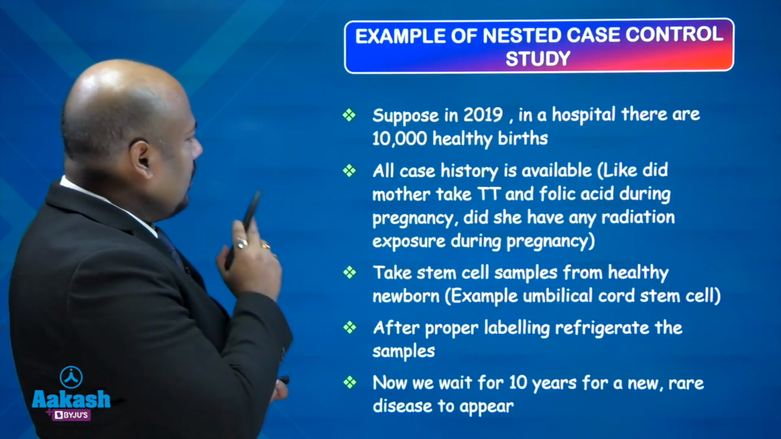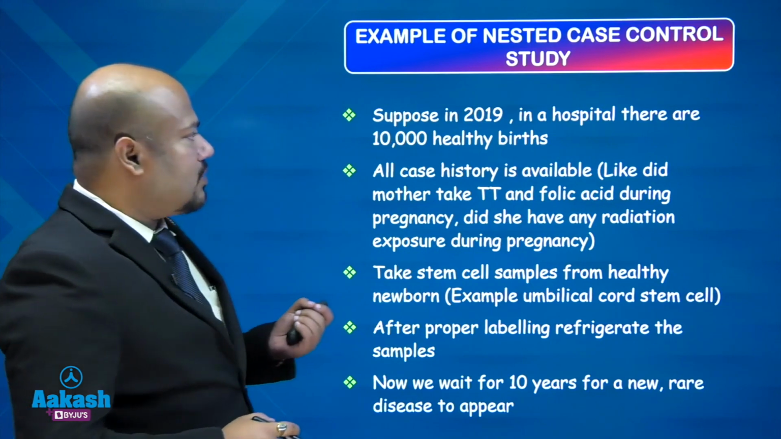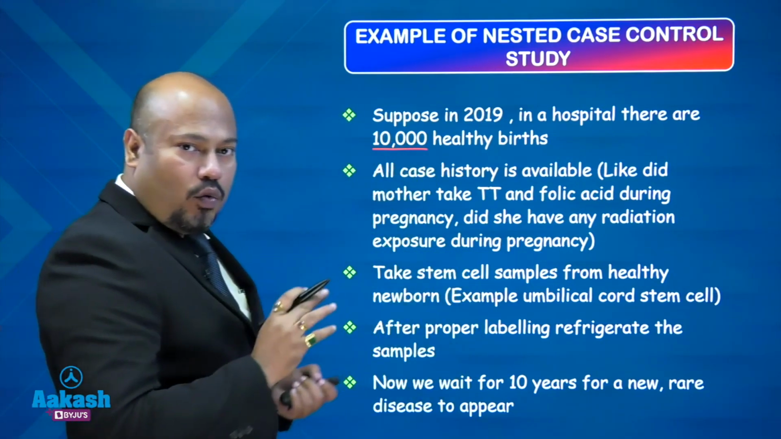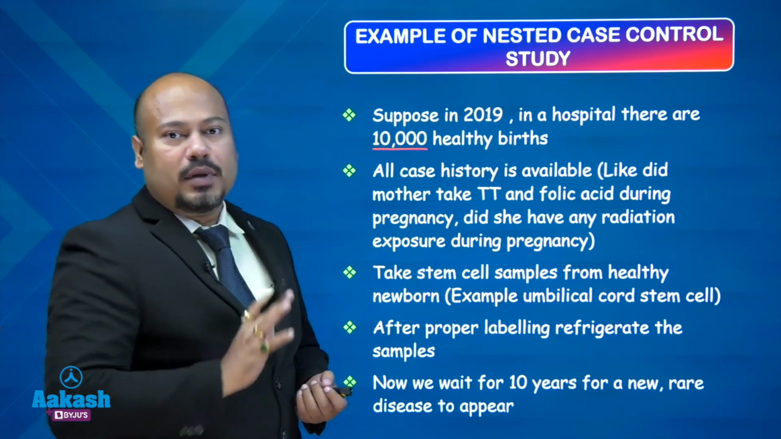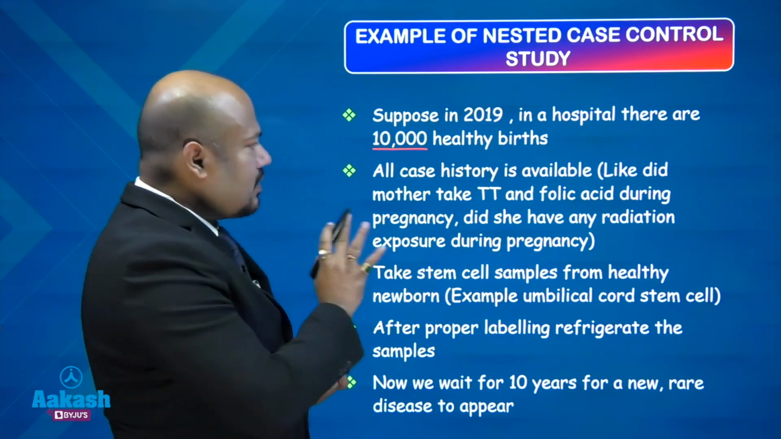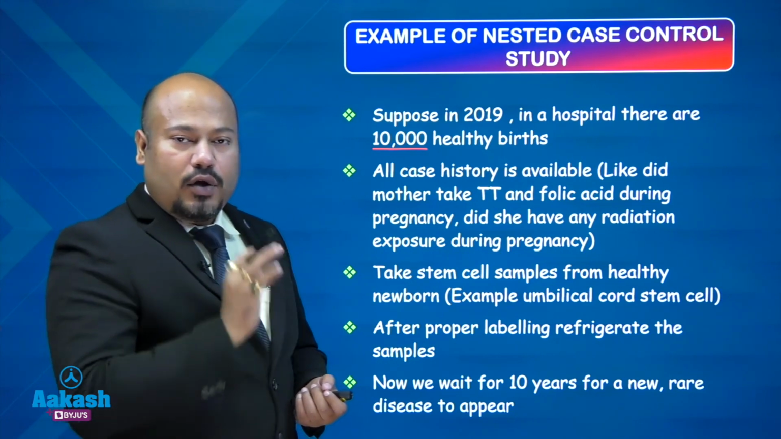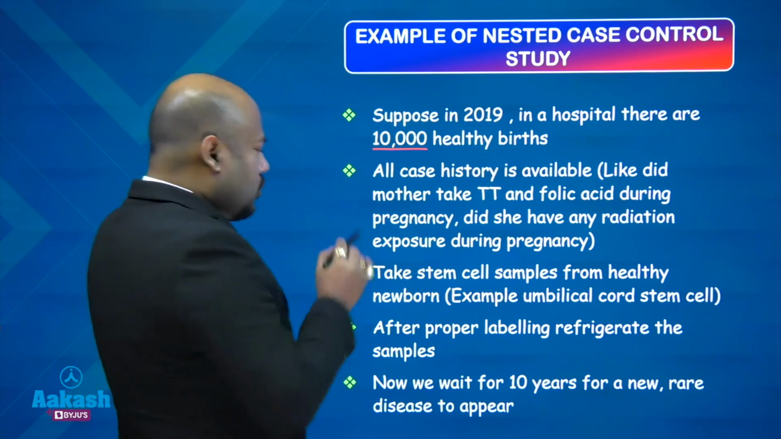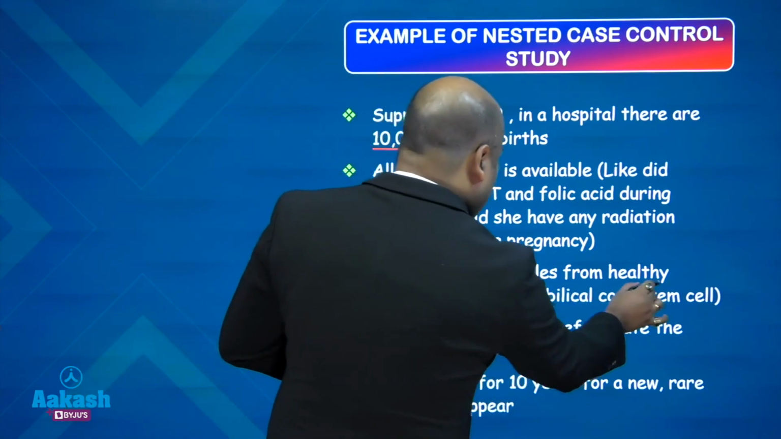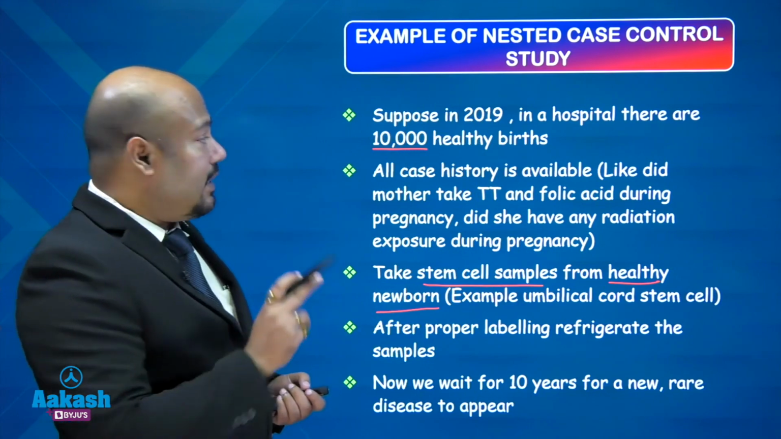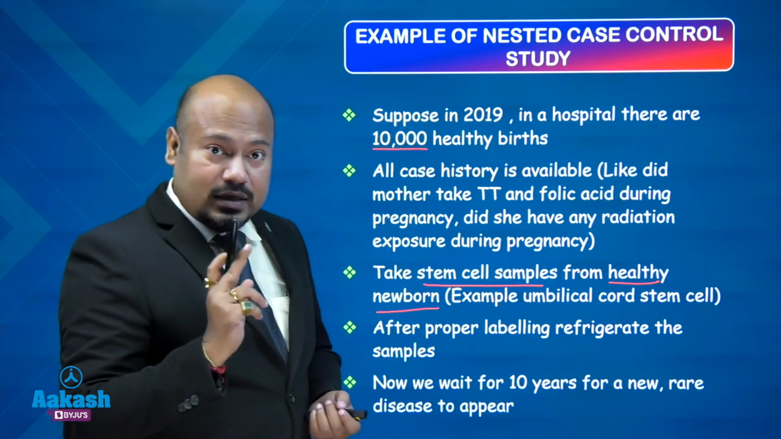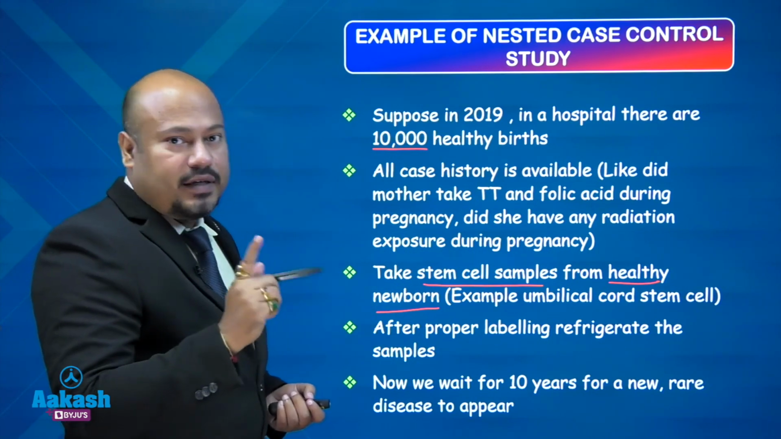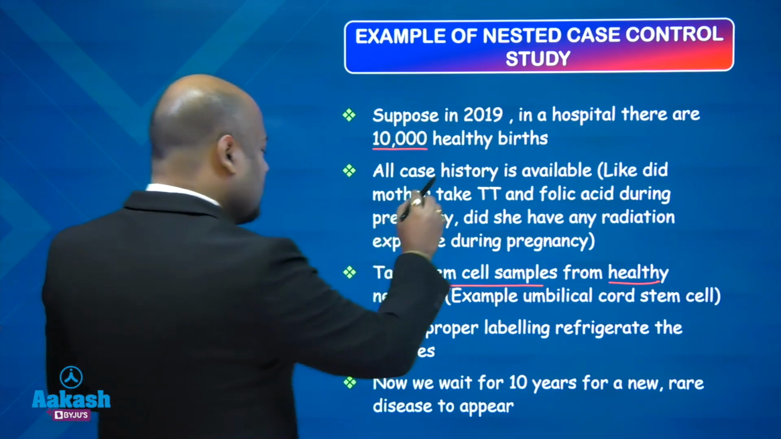Okay. Let us take this example. Suppose in 2019 in the hospital there are 10,000 healthy births. Okay. And now what you have is the data of the pregnant mother. Of all these 10,000 healthy births, you have the data of the pregnant mother, whether the mother received tetanus toxoid in time, whether the mother received folic acid in time. Okay. So what you do is that you take the stem cell samples from the healthy newborn. From all the 10,000 healthy newborn, you take the stem cell samples. Okay. And now after proper labeling, you refrigerate the sample. So this was done in 2019.